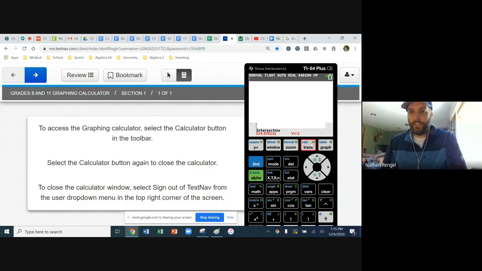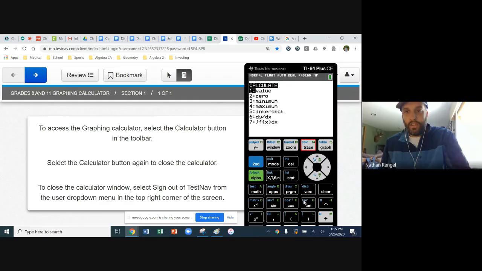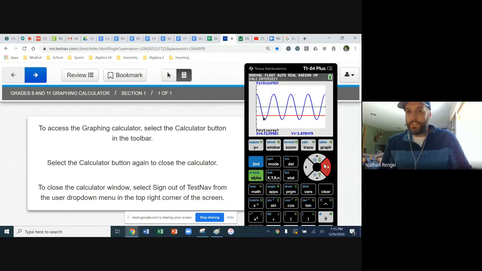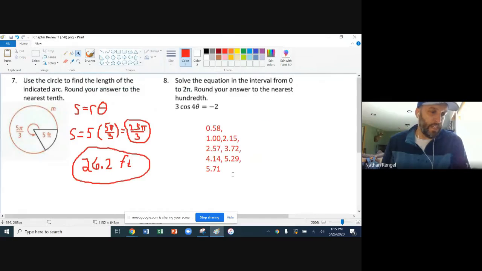So you would do that 8 total times. You'd hit second, calculate, number 5 again, and you'd go to that next intersection spot, hit enter, enter, enter, and then you'd find your next intersection. I will not show you that all 8 times, but the answers you should get are 0.58, 1.00, 2.15, 2.57, 3.72, 4.14, 5.29, and finally 5.71. So you're going to want to practice solving an equation using your graphing calculator.